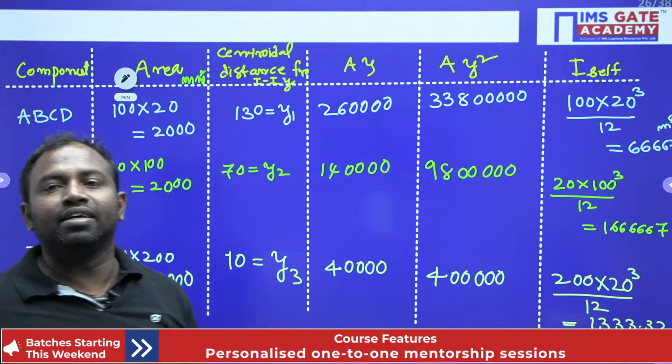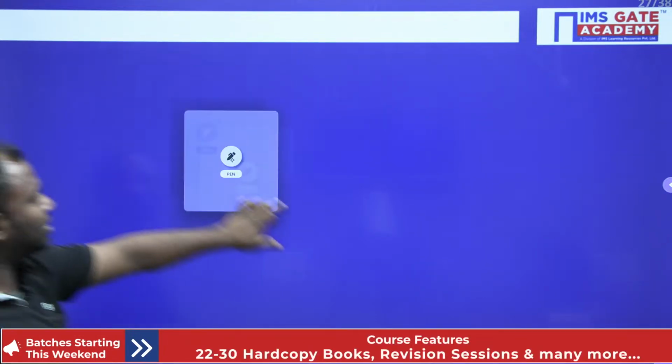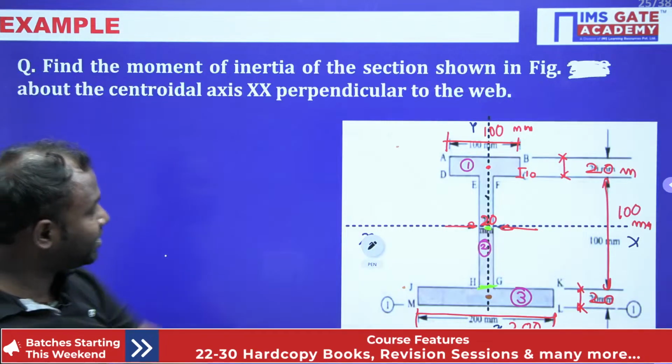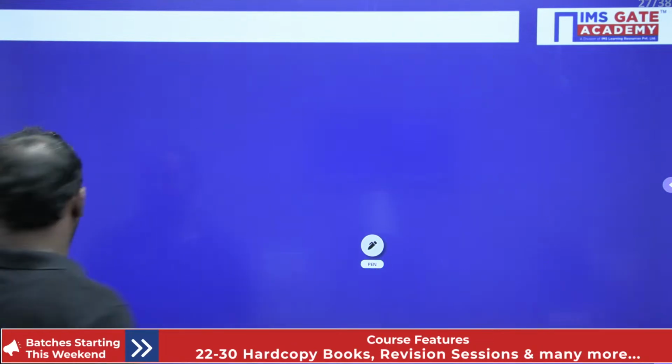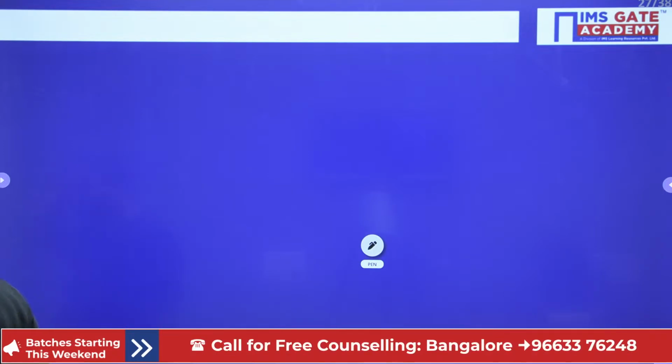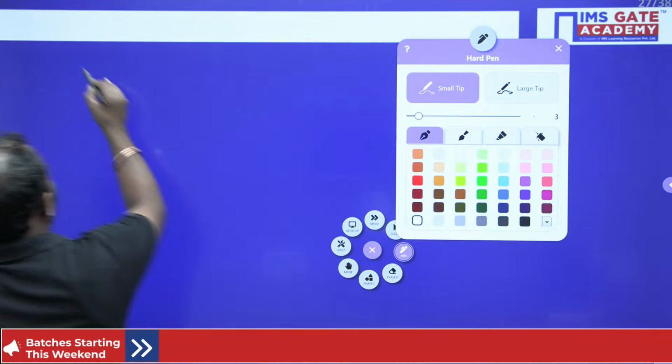All right guys, right? Now I hope everybody understands, right? Now let us find the centroid of the section. This total centroid of the section we have to find, the centroid of the section from the base.